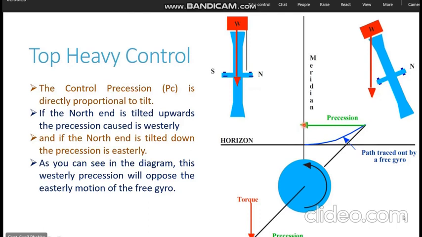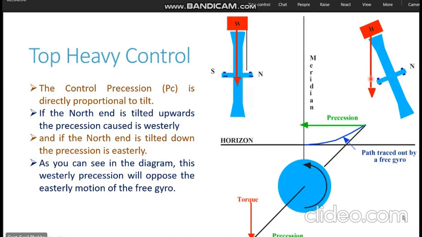Now some important points to keep in mind. Number one, the control precession PC which is generated is directly proportional to tilt. When the tilt was 0, that means in this particular condition, the spin axis was perfectly horizontal. The center of gravity of the weight was directly over and above the COG of the rotor. So it was not generating any torque at all. So the control precession was also 0.